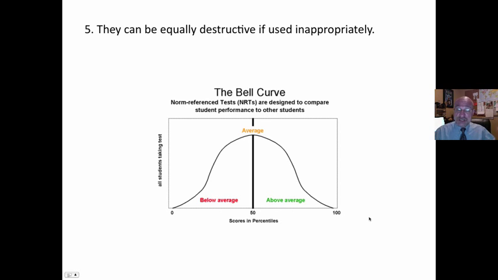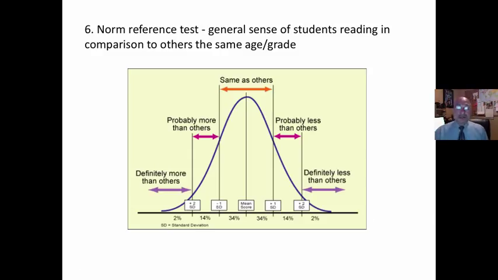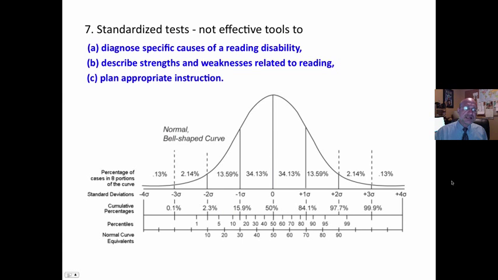Norm reference tests are designed to compare students' performance to other students. Norm reference tests give us a general sense of students' reading in comparison to other students the same age. There should be an apostrophe there, sorry about that. Standardized tests are not effective tools to diagnose the specific cause of a reading disability.